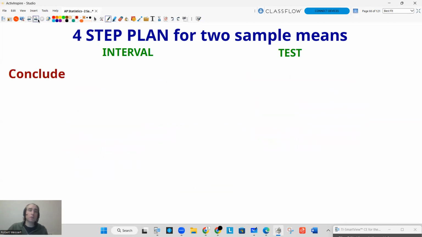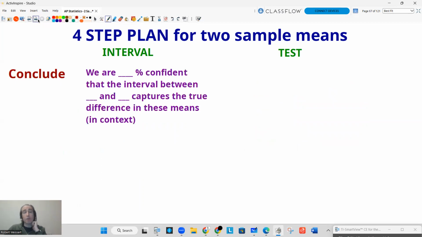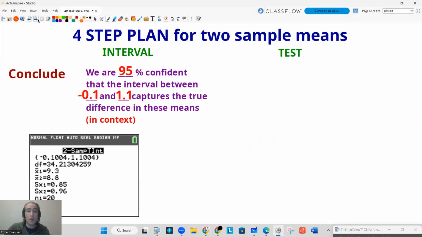For the conclude part, it depends on an interval or test, but it's the same conclusions you'd always make. For the interval, we are blank % confident that the interval between this and this captures the true difference in these means in context of the problem. So for our numbers here, we'd say we were 95% confident that the interval between negative 0.1 and 1.1 captures the true difference in these means.